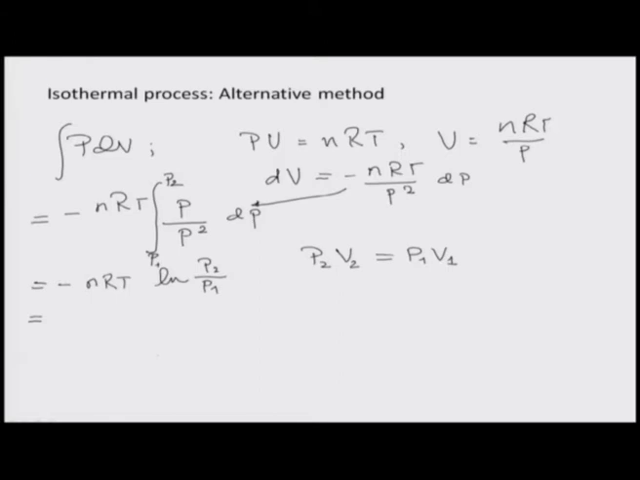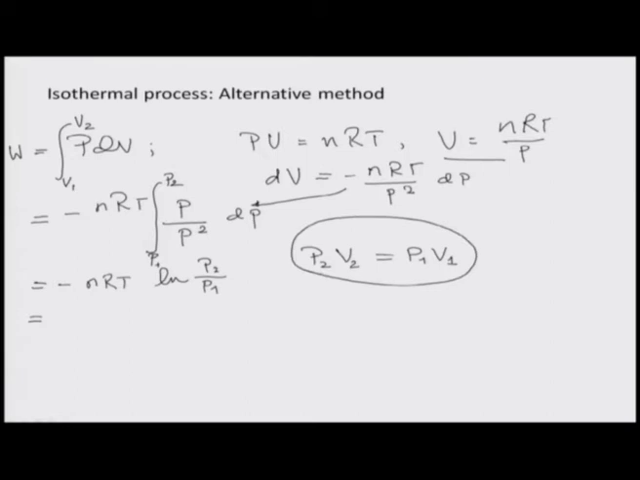So what do I get my work done as? You see what I have done. I am writing again the same integral, work done is the integral of PdV from V1 to V2. PV is equal to nRT, so I get V is equal to nRT over P, and dV is equal to minus nRT over P square dP. I am just taking the differentiation. So minus nRT P by P square dP, and now I integrate from the initial value of pressure to the final value of pressure, which gives P2 by P1, and now use this result.